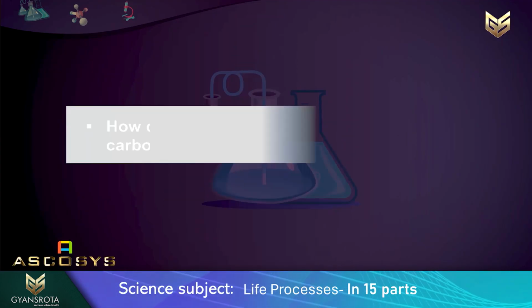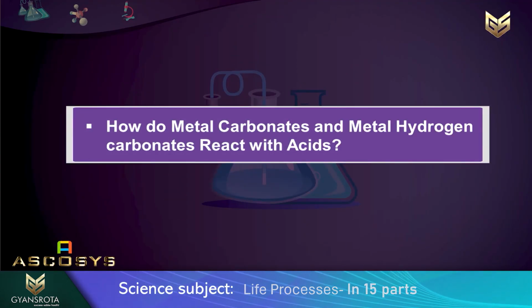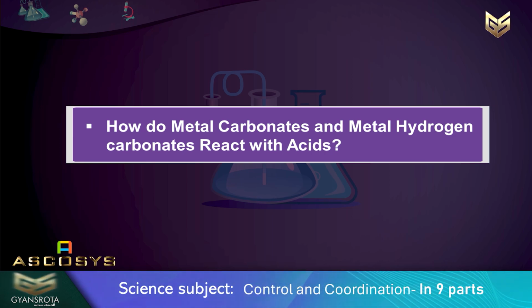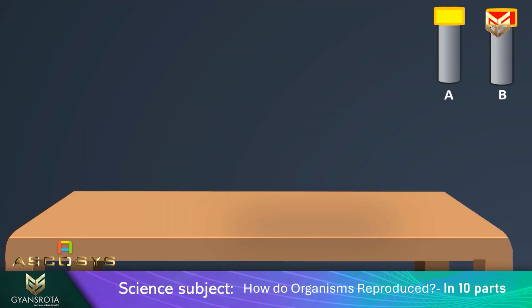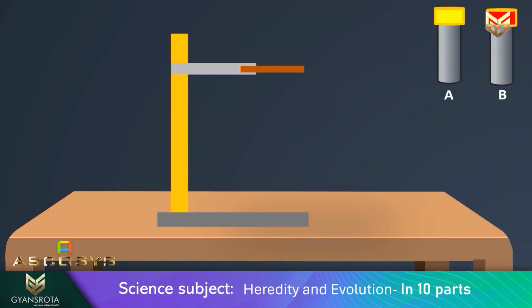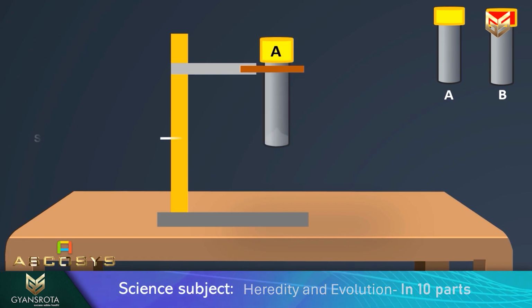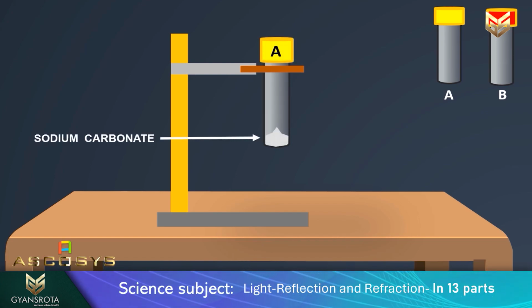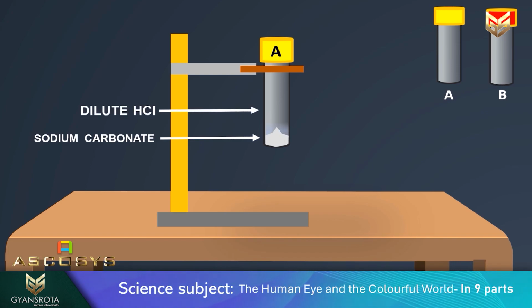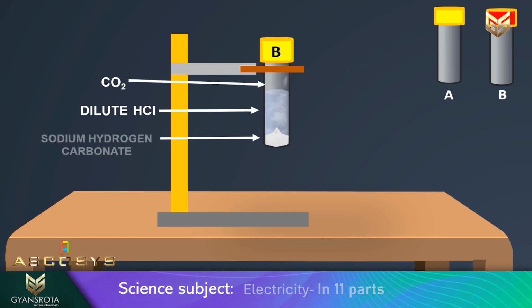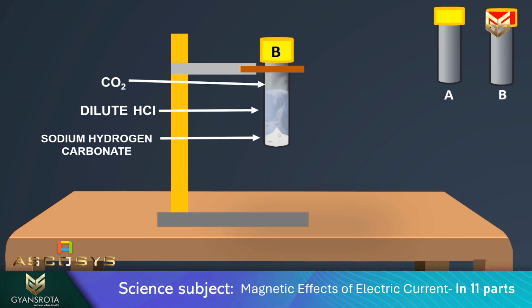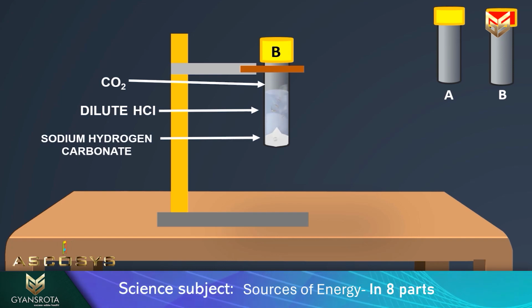Now we will see how metal carbonates and metal hydrogen carbonates react with acids. For that, let's do Activity 2.5. We take two test tubes and label them A and B. Now take about 0.5 gram of sodium carbonate in test tube A and add dilute hydrochloric acid. You see that carbon dioxide is released. Now in test tube B, add sodium hydrogen carbonate and dilute hydrochloric acid. You see that carbon dioxide is released.